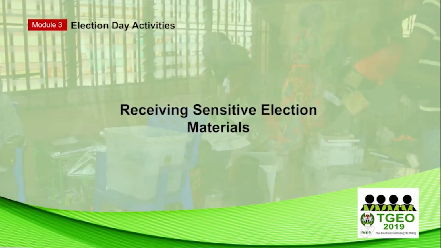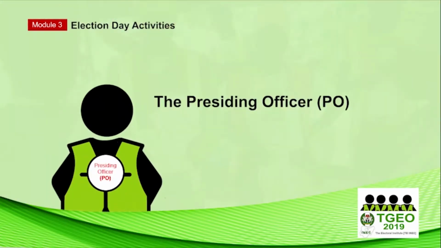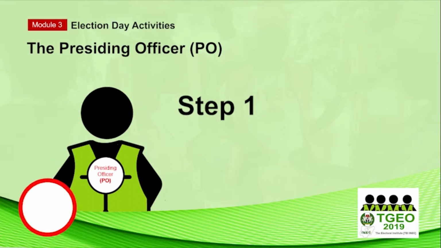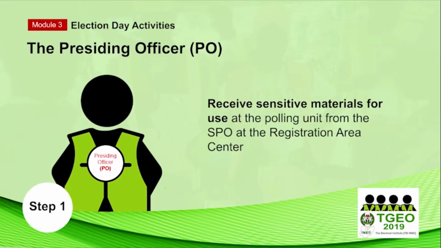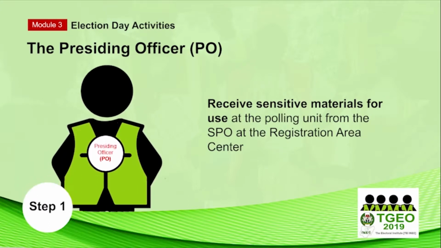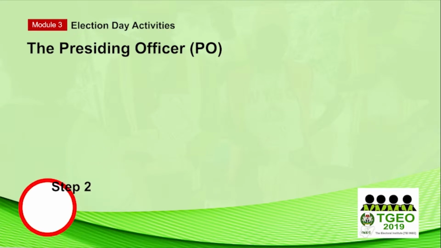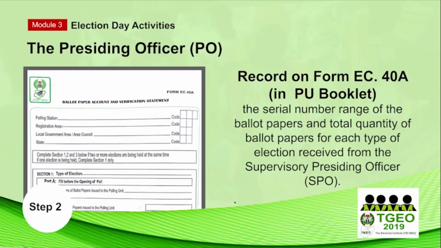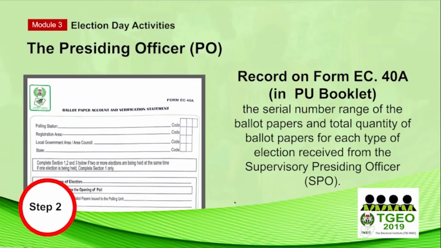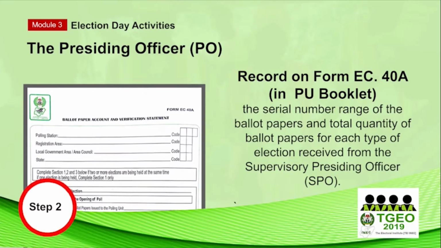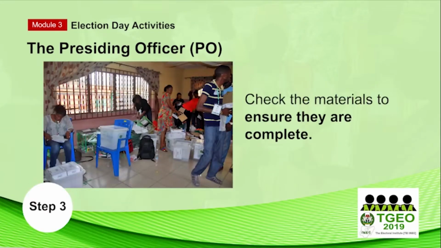Receiving sensitive election materials. The Presiding Officer (PO) shall: Step 1. Receive sensitive materials for use at the polling unit from the SPO at the Registration Area Center. Step 2. Record on Form EC40A the serial number range of the ballot papers and total quantity of ballot papers for each type of election received from the SPO. Step 3. Check the materials to ensure they are complete.